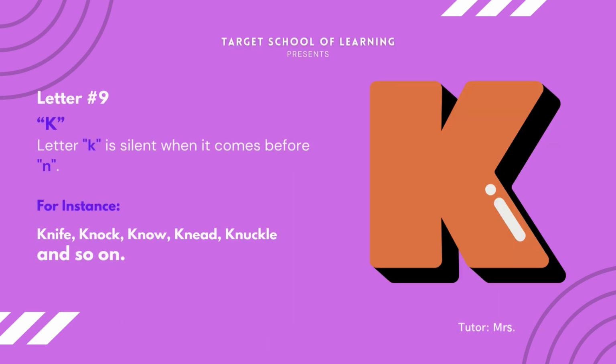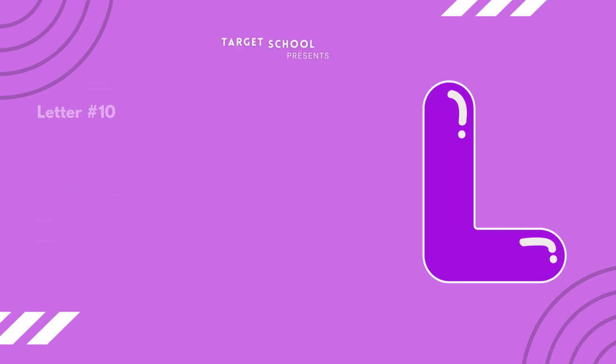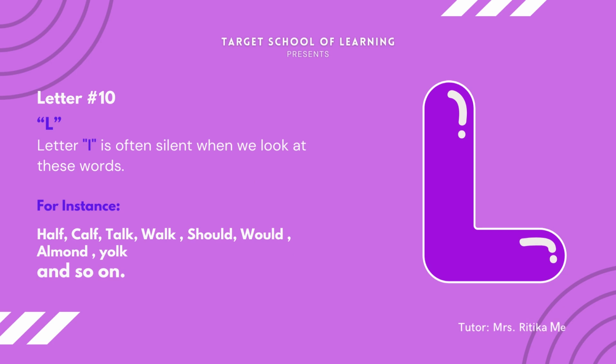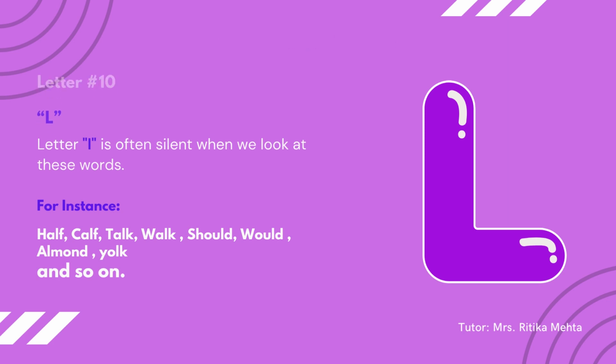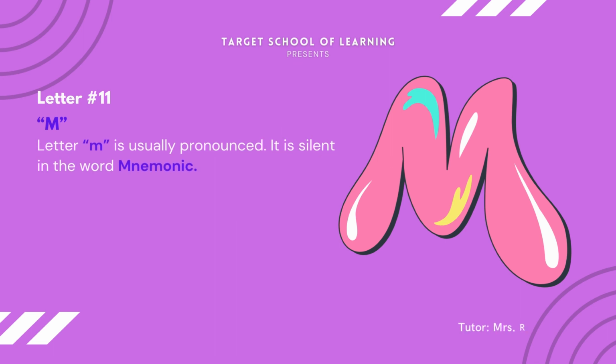Coming to the next letter, that is letter K, it is silent when it comes before N. For instance, knife, knock, know, knee, knuckle, and so on. Letter L is often silent when we look at these words: half, calf, talk, walk, should, would, almond, and yolk. Letter M is usually pronounced. It is silent in the word mnemonic.